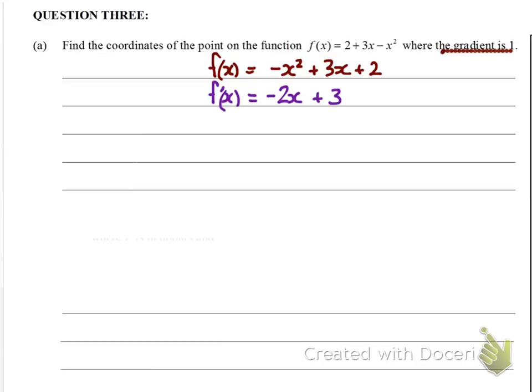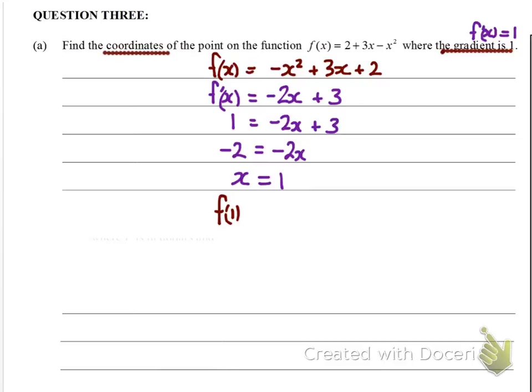The number will disappear. It says that the gradient is 1, so we replace the 1 with the f dash x. Then you solve that: bring the 3 to the other side to make negative 2, divide by negative 2, and you get your answer. The question says find the coordinates. That's not a coordinate, so we put 1 into the top equation and work out what that is, and we find that it's 4. So the coordinate is the point (1, 4).